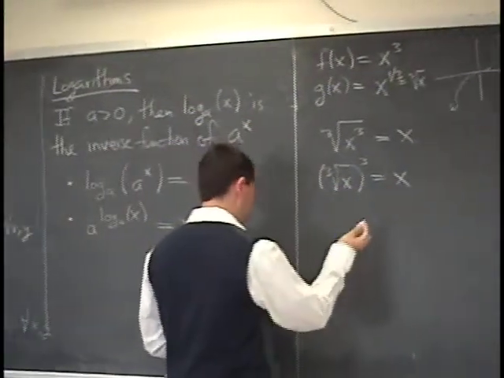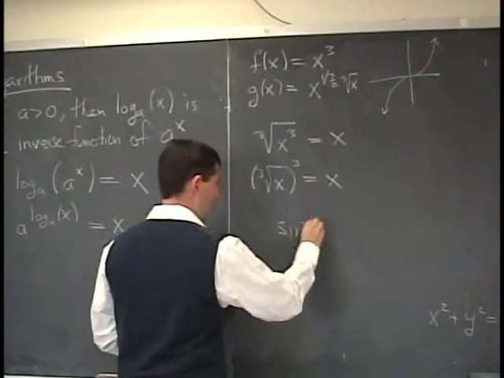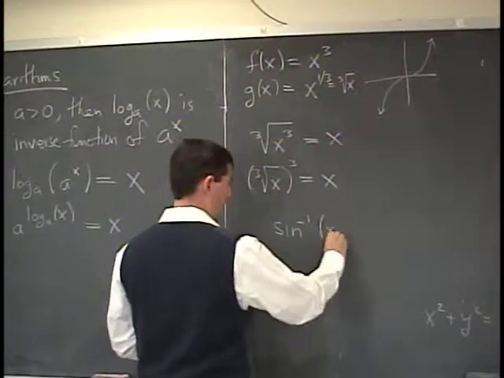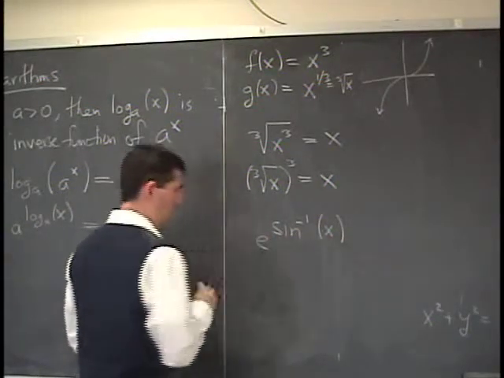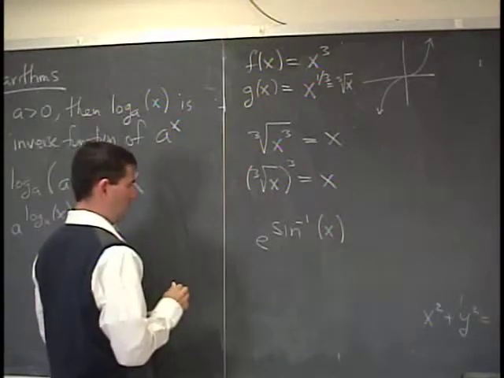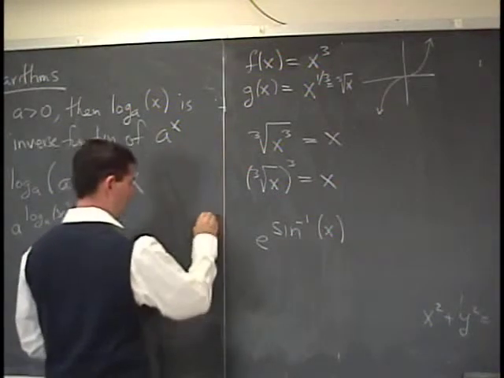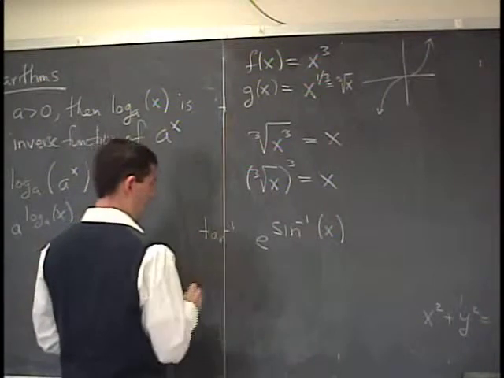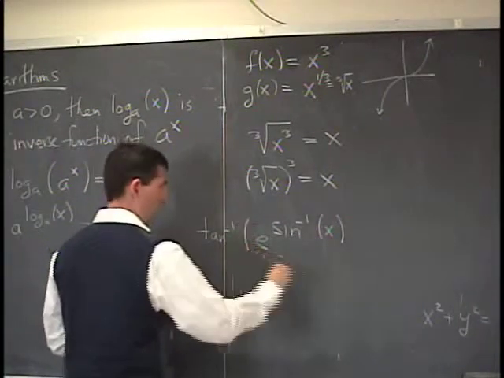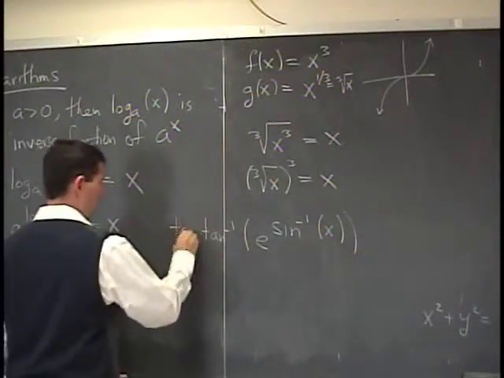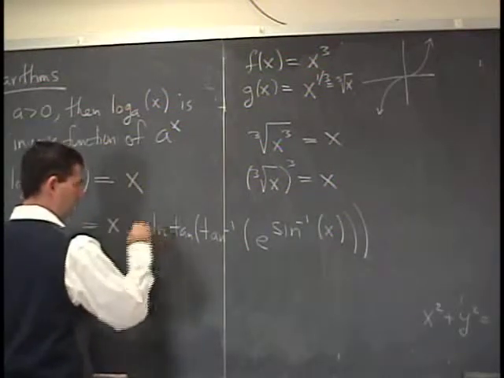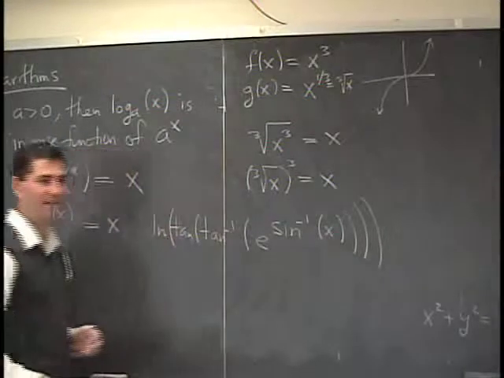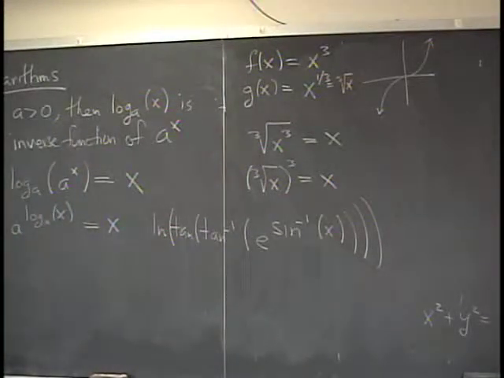So just a quick, fun example of this. So let's do the arc sine of x, and then we're going to do e to the arc sine of x. Now we're going to do tangent of that, and then arctangent of that, tangent of that, and then natural log of that. When you say we, I mean you.